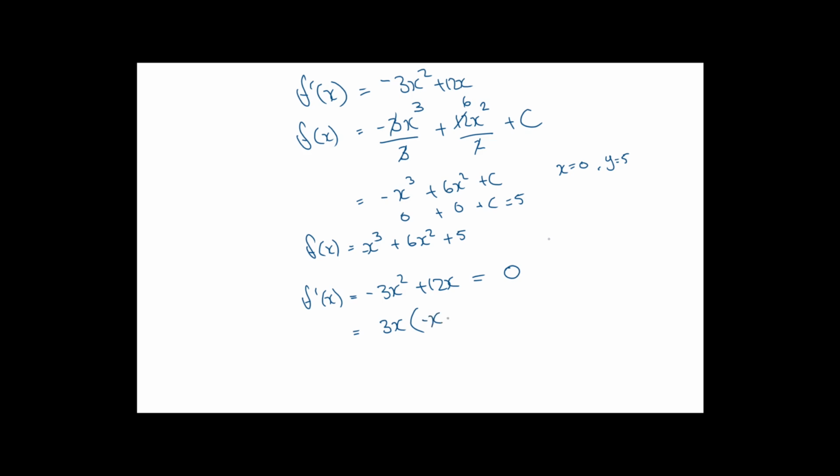So -x plus 4 equals 0. So this bit here, so x is equal to 0. So this is already a turning point. And -x plus 4 equals 0. So x is going to be equal to 4. So which one of these is the maxima and which one of these is a minima?